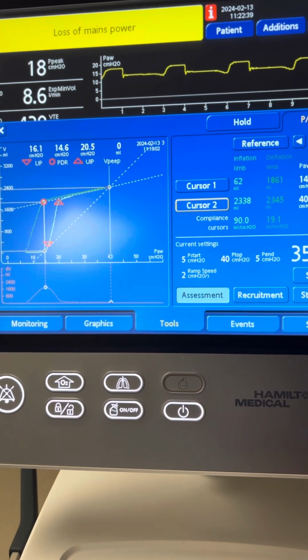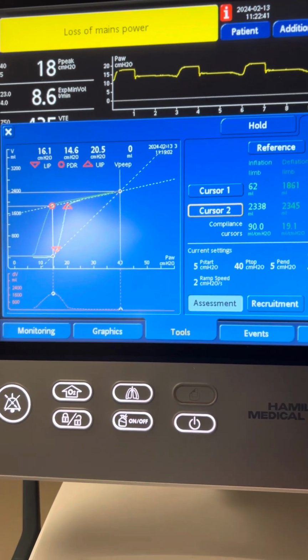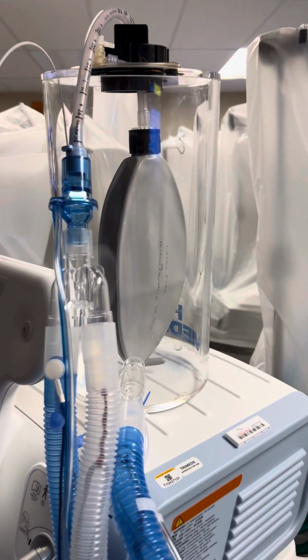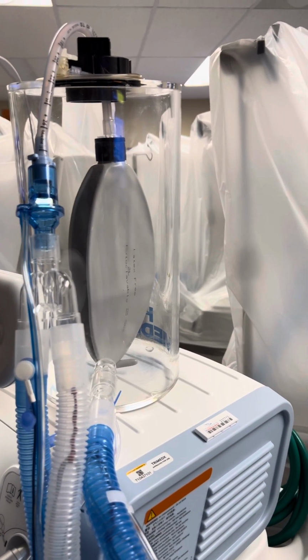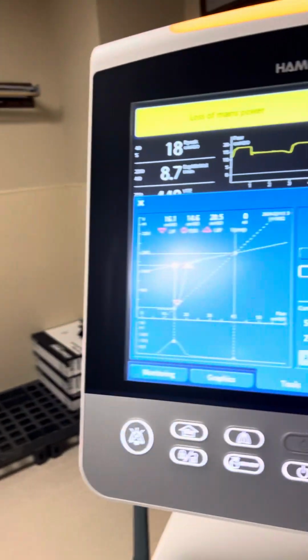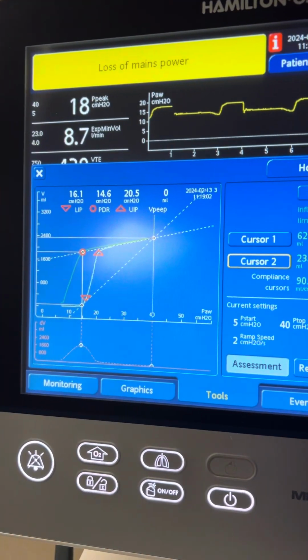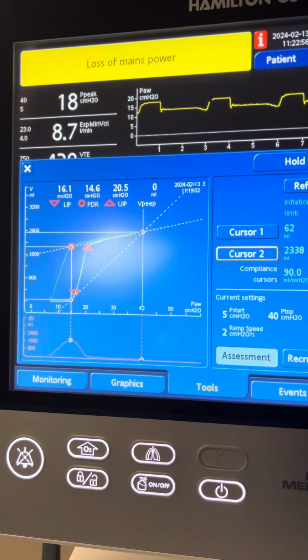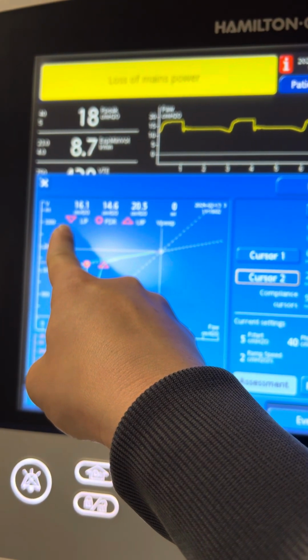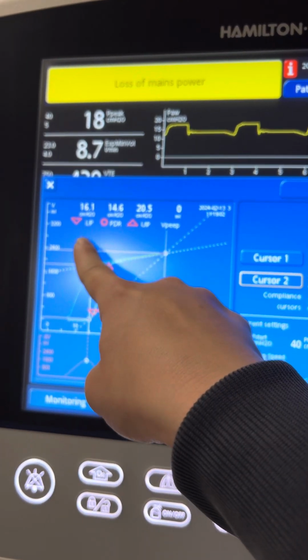It's not going to look exactly like normal lungs would look because I just have a test lung with some PEEP added to the outside of it in order to kind of collapse it. The other thing you'll notice is we have a lower inflection point calculated. We can measure that separately with our different cursors.